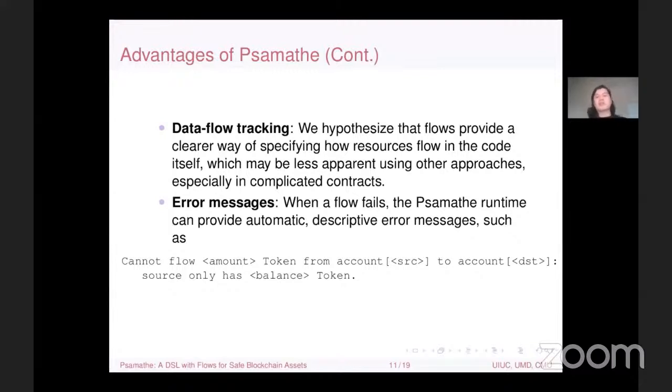And for a similar reason, we can automatically generate these descriptive error messages, such as the one shown below, because we know what the source is, and we know what the destination is, and we know what was supposed to be selected. We don't just say underflow or overflow. We know, well, there weren't enough tokens to send here or something like that.